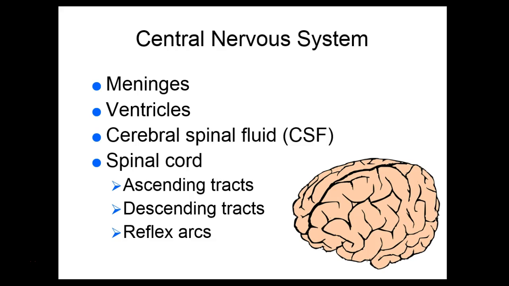First of all, we'll start with the central nervous system. Central nervous system is made up of the brain and the spinal cord.